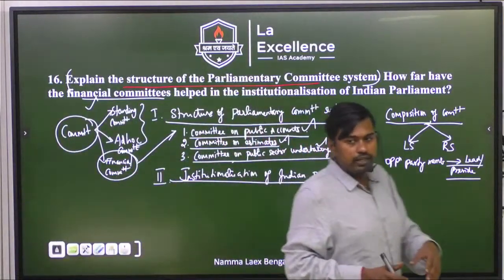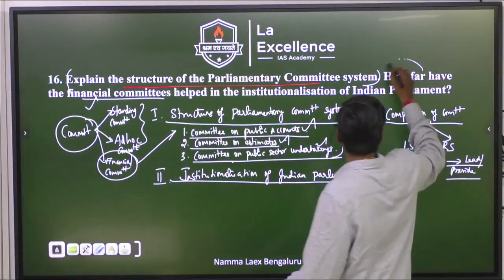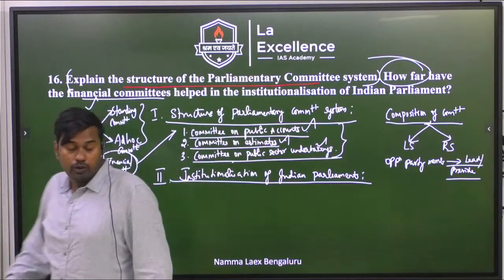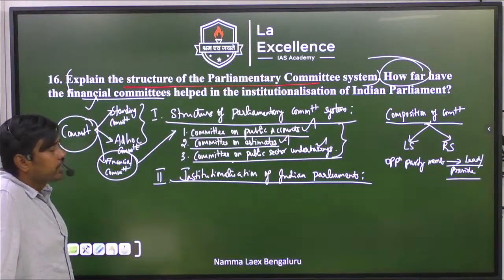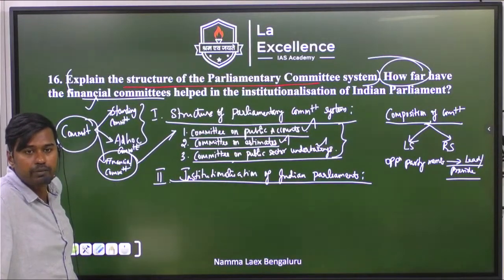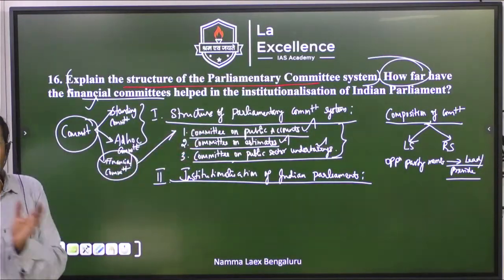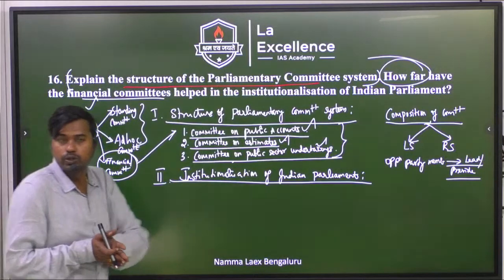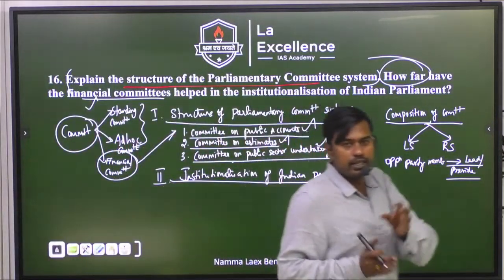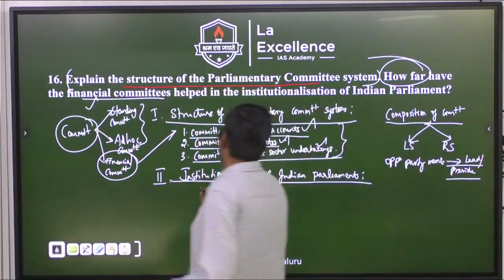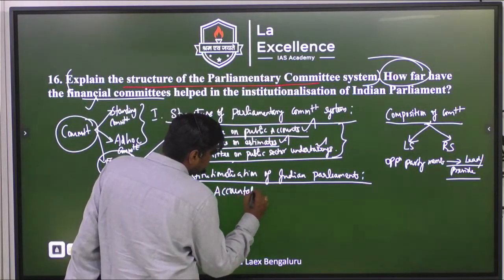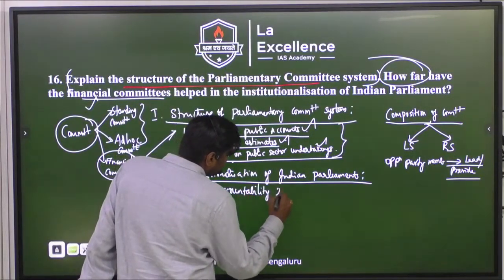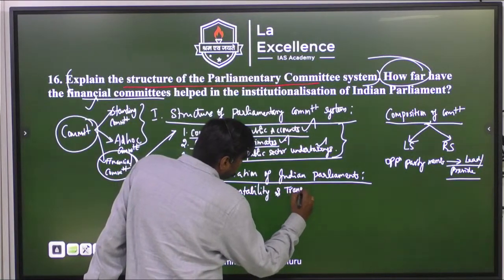Now the question is, how far? How far have the financial committees helped in the institutionalization of the Indian Parliament? That means, what role are these committees playing when it comes to the Indian Parliament? What you can write is, they are actually providing more accountability and transparency. Write it. Accountability and transparency.